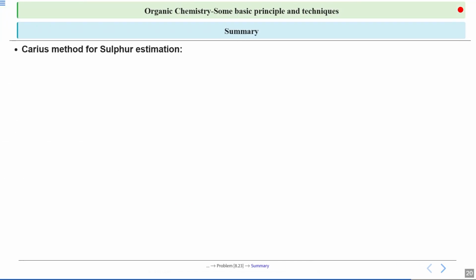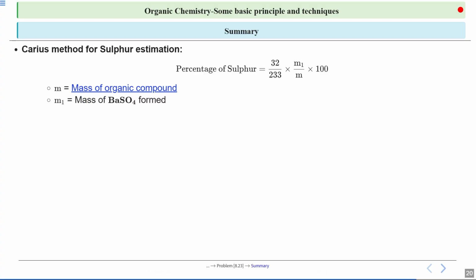Let us summarize today's discussion. We started with the Carius method for sulfur estimation. The percentage of sulfur is equal to 32 by 233 into M1 by M into 100. Here, M is the mass of the organic compound and M1 is the mass of barium sulfate formed.